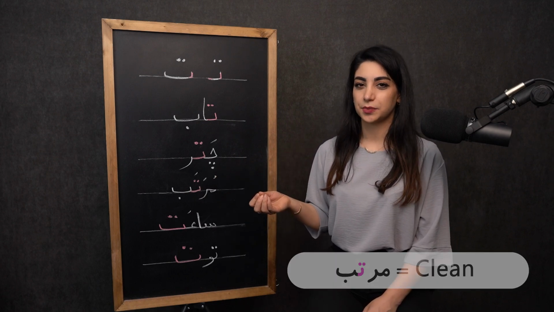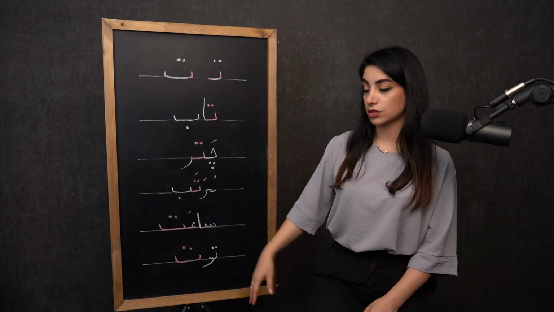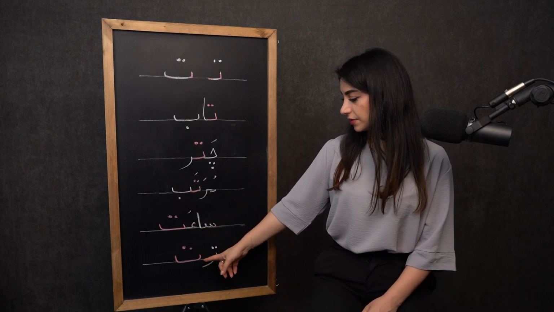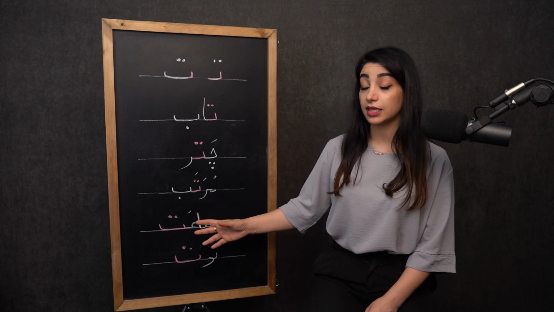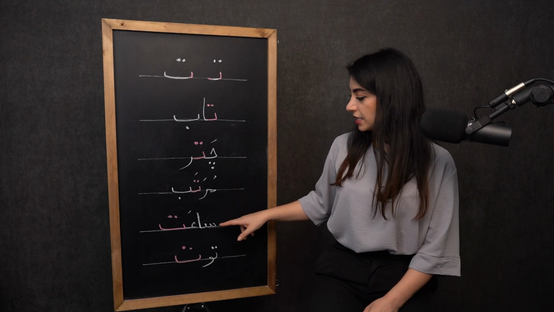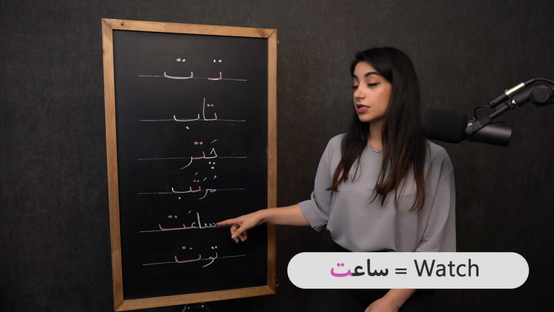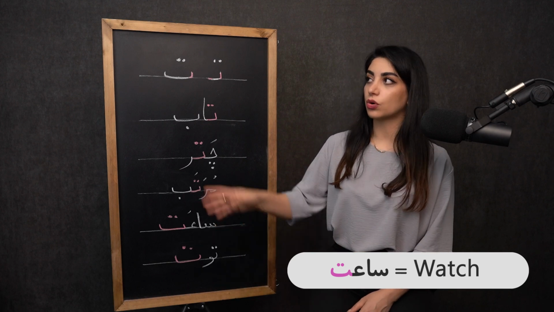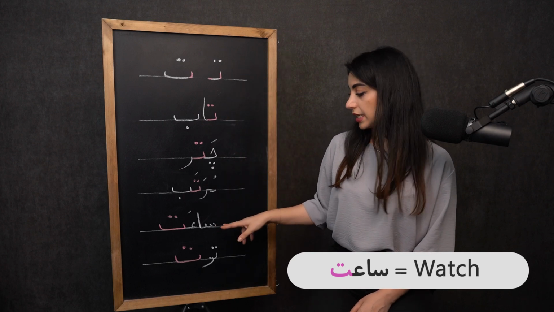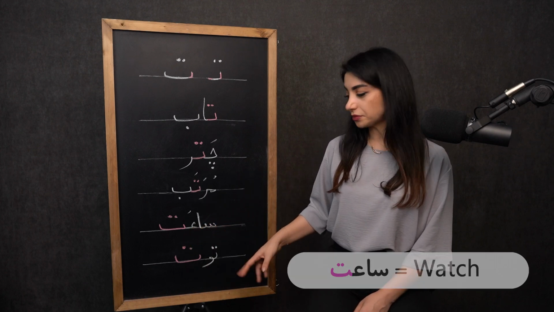Murattab, clean. What about this capital one when it comes at the end? Well, it sometimes attaches, sometimes doesn't. How it looks depends on the letter before it. So here we have sa'at. Sa'at is the same as watch, or the one on the wall. Watch in English. Sa'at, watch.